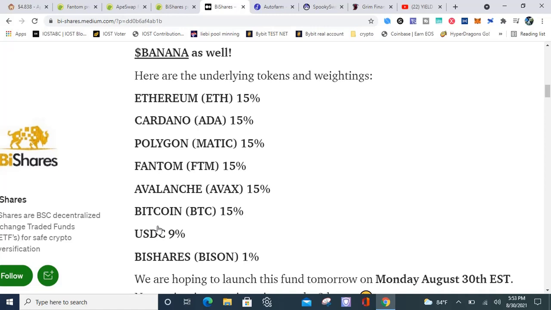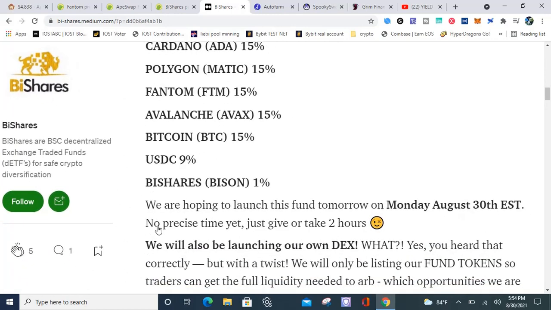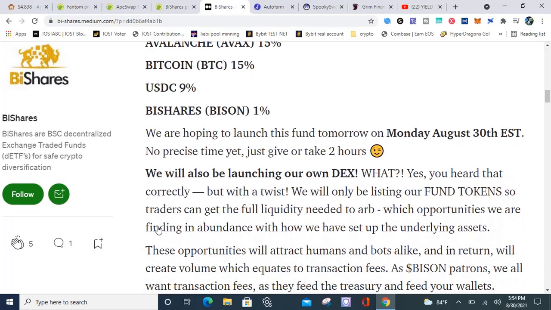Ethereum is going to be 15% of the fund, Cardano 15%, Polygon Matic 15%, Fantom 15%, Avalanche and Bitcoin 15%, USDC 9%, and BuyShares 1%. They were hoping to launch this tomorrow, but I don't think it is, because I just went to the platform and didn't see it up. They say there's no precise time yet, give or take 2 hours. So probably sometime today or early tomorrow, this fund is going to be live.